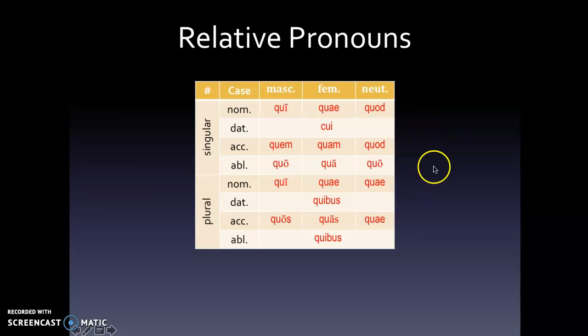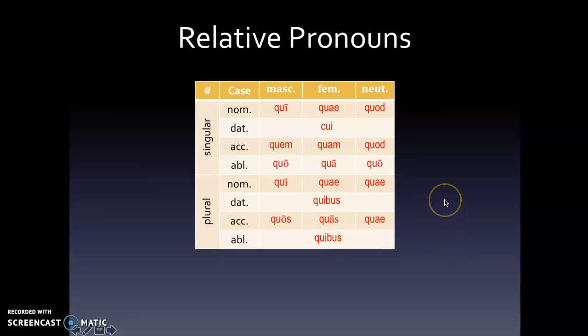All right, here is the chart. Take some time to memorize this chart. The better you know this chart, the easier your life will be. Notice that the order is the same as adjectives, so masculine, feminine, neuter. This is also often referred to as the qui, quae, quod chart. Cui, quibus, and quibus are the same for all three genders, so it's just listed once here. You may list it all three times when you're practicing it.